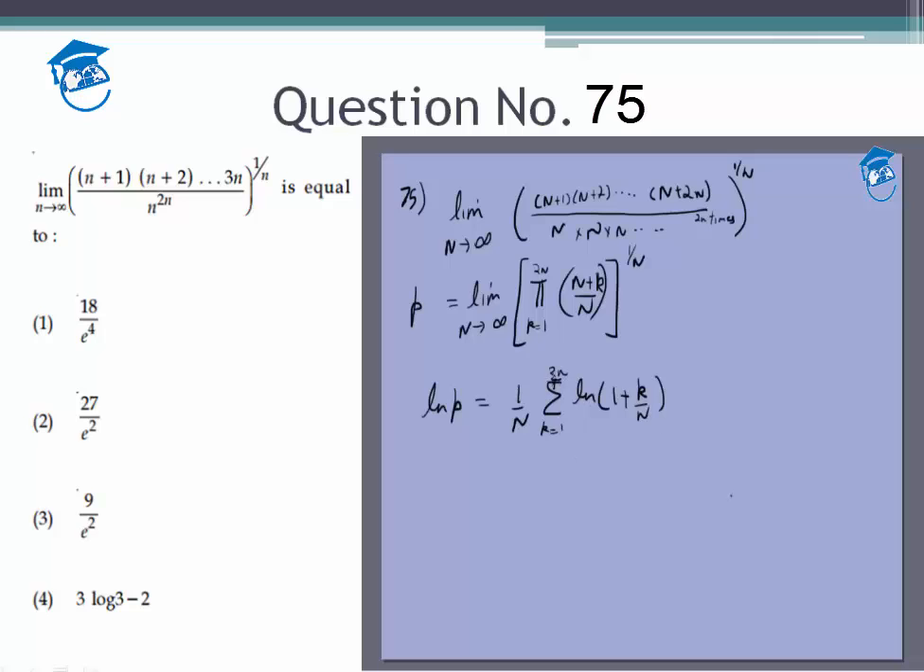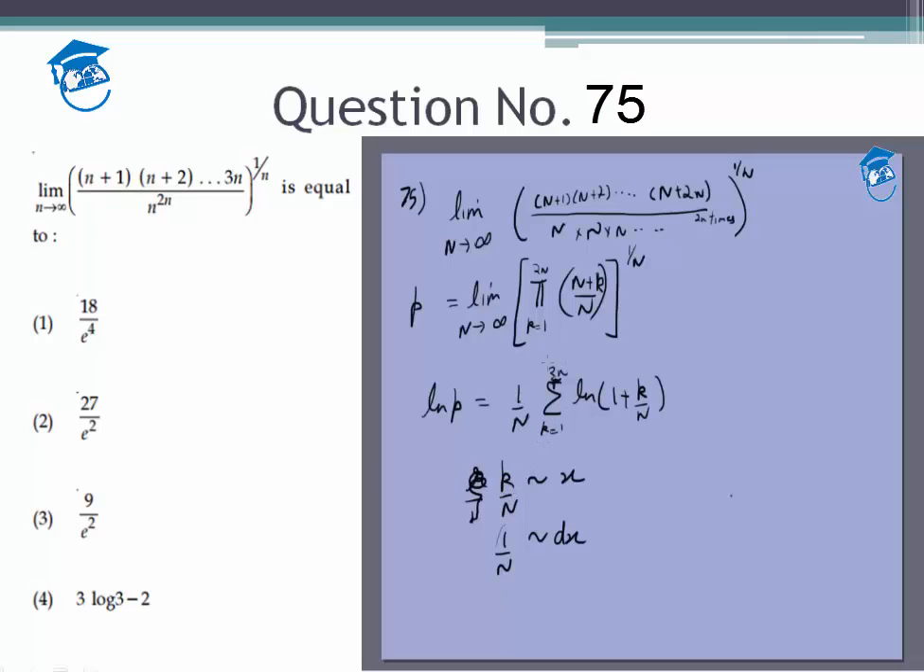Now this is where it becomes interesting. Since n goes to infinity, 1 by n is very small. What we'll do is write k by n as a variable x. Now k has an infinite number of values from 1 to 2n, and a small change in k will simply be 1, but that will be a small change in x. So 1 by n, which is a small change in k divided by n, can be written as dx, because 1 by n is itself a very small number. K by n is not necessarily a small number, because k could be 2n, then x would be 2.